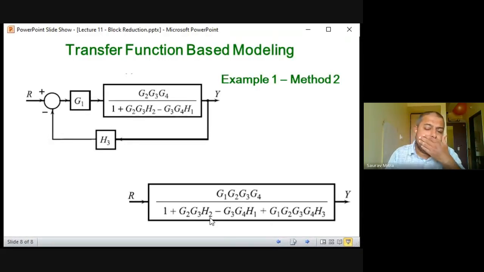So whichever loop you are solving, the sign is the opposite of that. So if you're solving a negative feedback loop, the sign should be positive. If you're solving a positive feedback loop, the sign should be negative. And finally again you are solving another negative feedback loop, that's why the sign is positive.